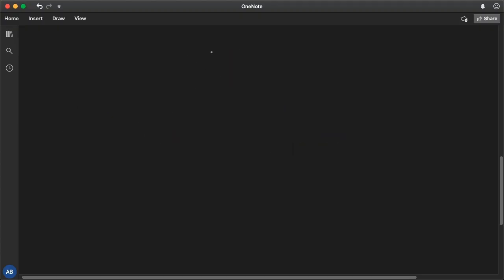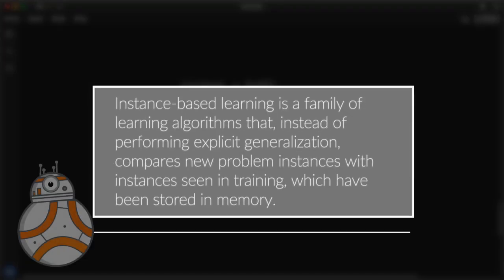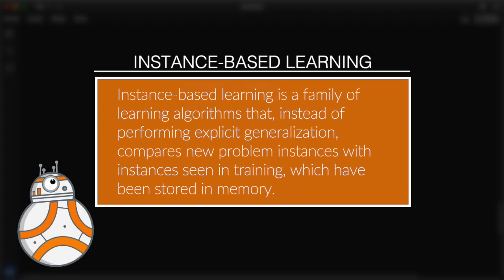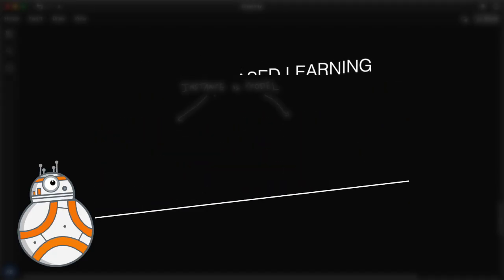And the last way to categorize your methods is instance versus model-based learning. So what do we mean by that? Now, in instance-based learning, the models are learning by heart. So if you were to create a spam filter this way, it would just flag all emails that are identical to emails that have already been flagged by users. Not the worst solution, but certainly not the best.